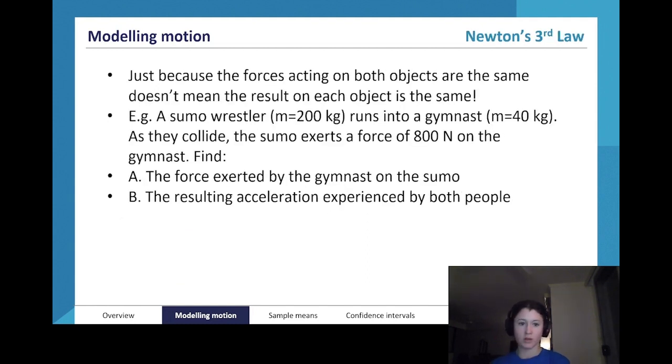All right. Just because the forces acting on both objects are the same doesn't mean the result on each object is the same, and this is Newton's third law. So, this is the very classic example, I'm not sure if you've heard of it, of a person and a spaceship. I think it was one of the first expeditions out in space, and they took an astronaut out to space, and they tethered him to the spaceship, and he went off and explored around in space in his spacesuit.